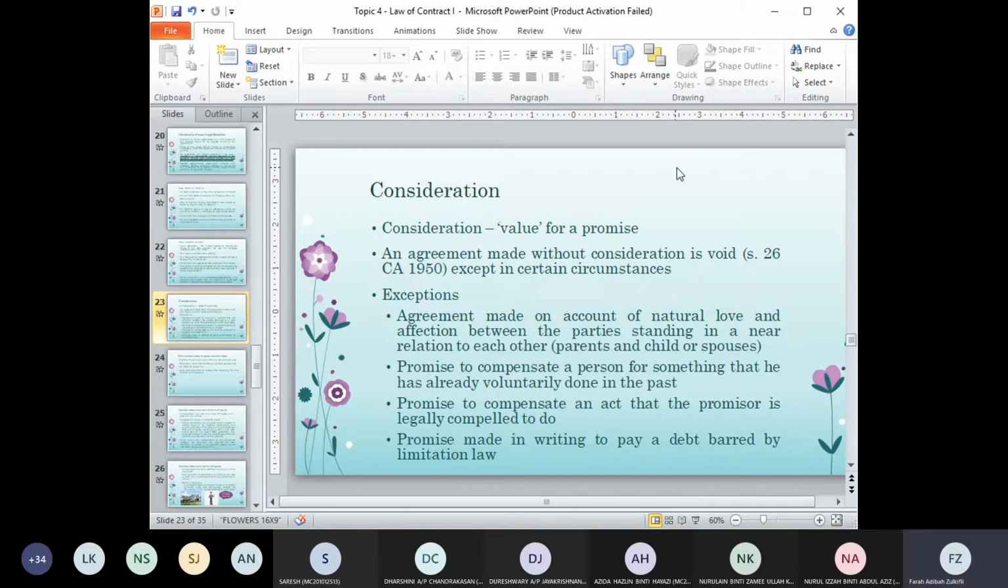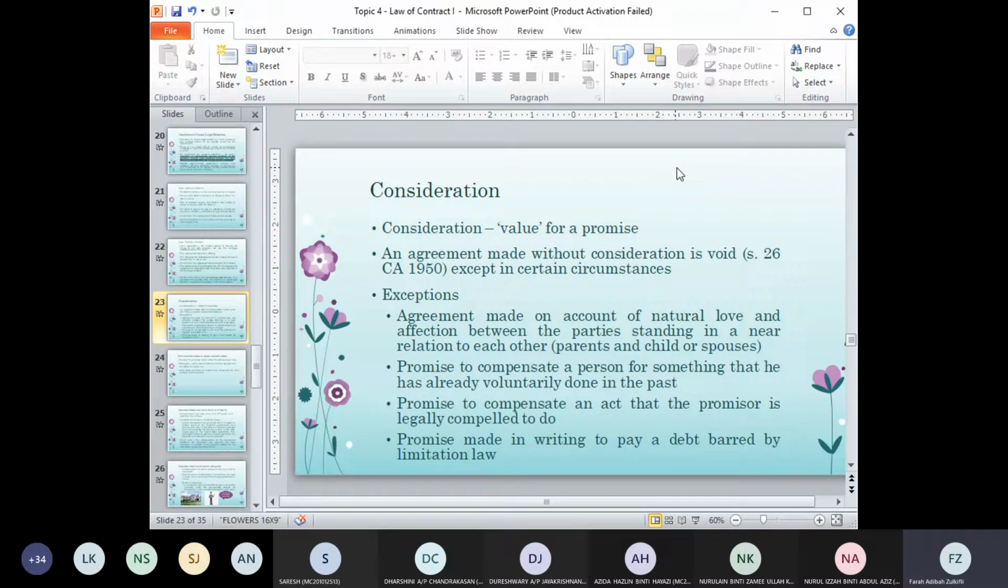The first exception is if it is an agreement made on account of natural love and affection between the parties standing in a near relation to each other, the contract does not need a consideration. For the first exception, the example is when a father wants to give a house to his daughter. The father can transfer a house to his daughter even though the daughter does not pay a single cent, because it falls under the first exception. It is an agreement made on account of natural love and affection. Or in Malay we call it balasan kasih sayang.